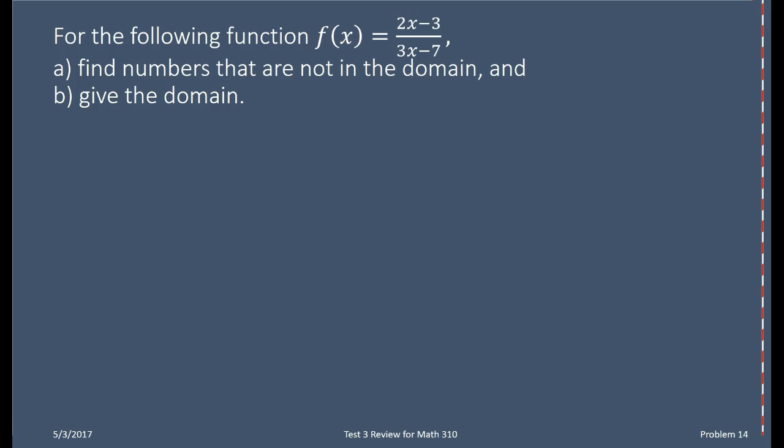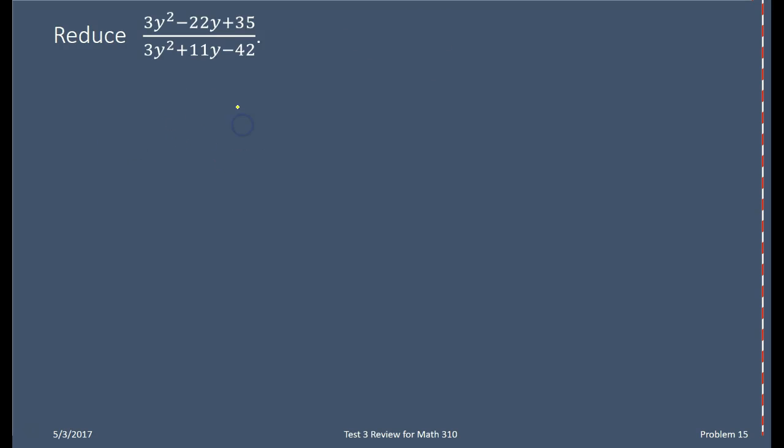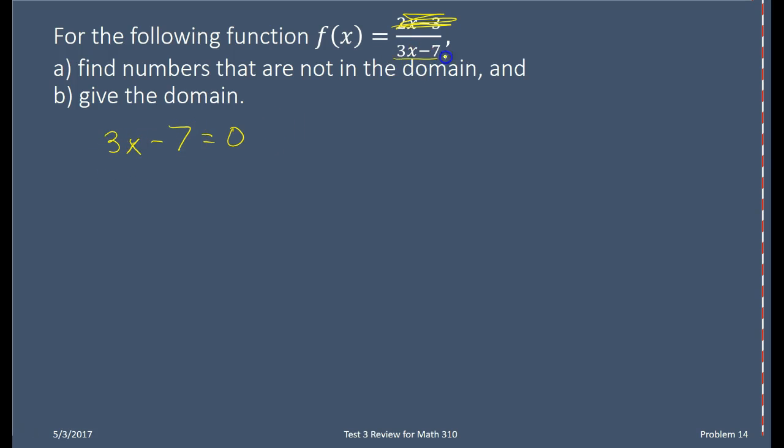In this problem, it asks us to find the numbers that are not in the domain and then give the domain. When you're asked a problem like that, you don't care anything at all about the numerator. All you care about is what will make 3x minus 7 equal to 0. Because if 3x minus 7 equals 0, then that means the denominator is 0 and that function is undefined. So to find out what x has to be to make 3x minus 7 equal 0, we add 7 to both sides and then we divide by 3.